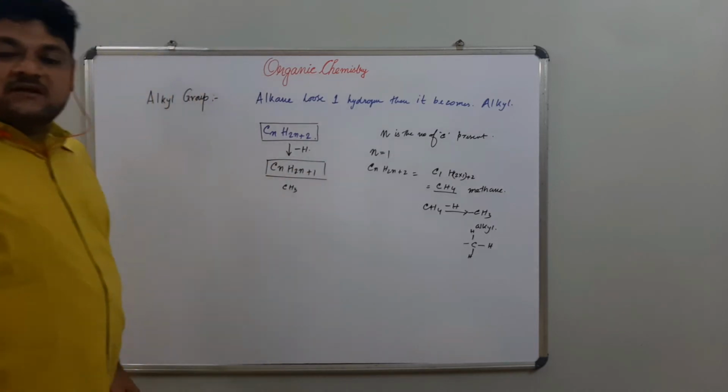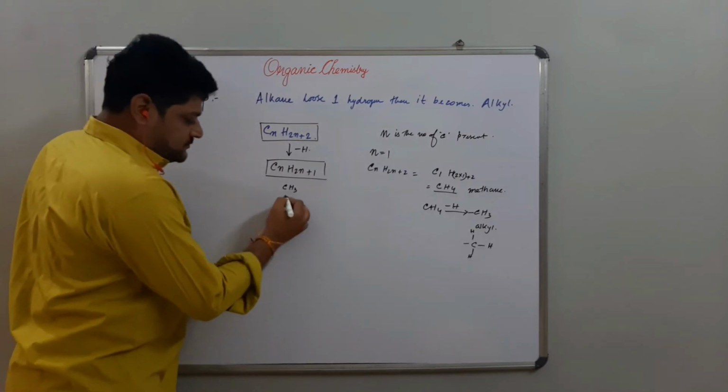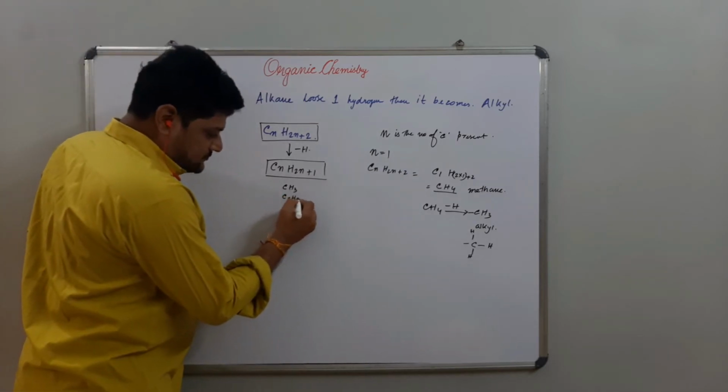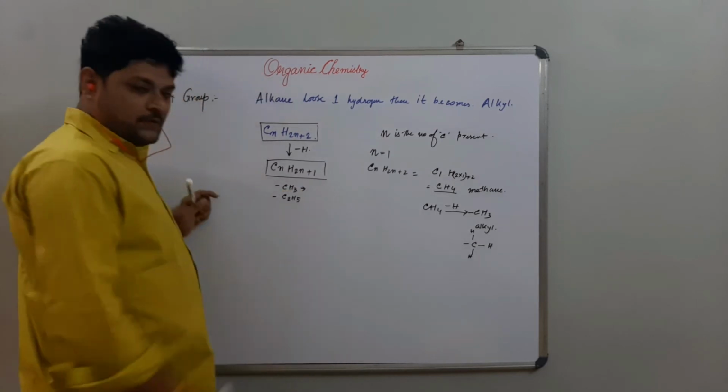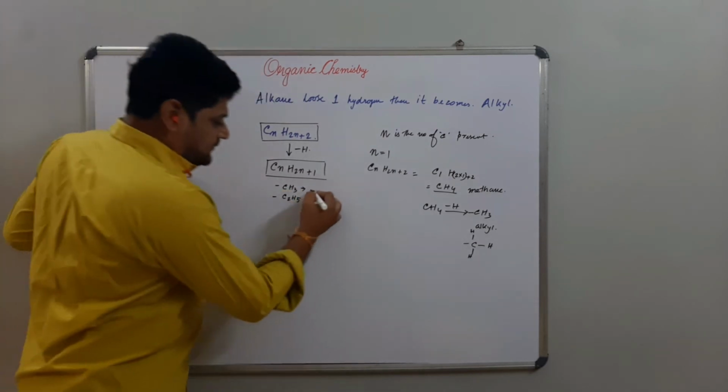Now if you put n as 1, it becomes CH3. If you put n as 2, it becomes C2H5. We have to put one bond before it. And it is what? Methyl.